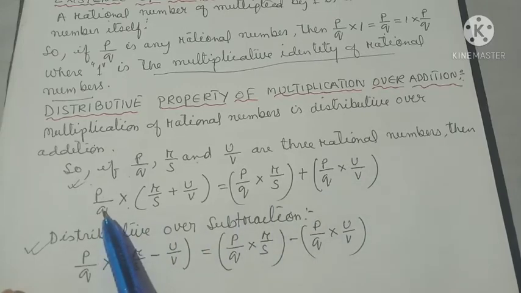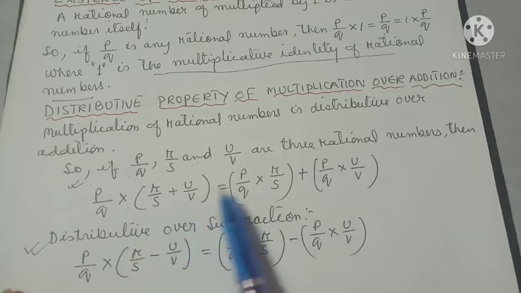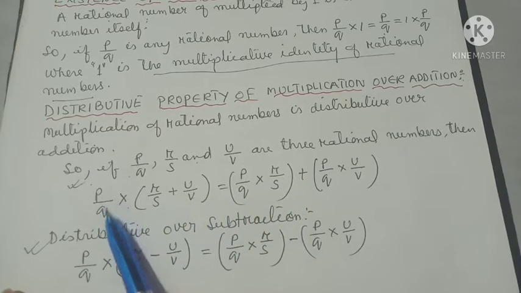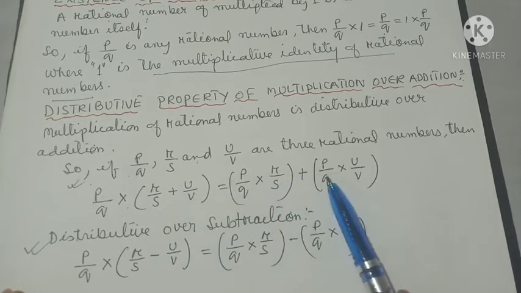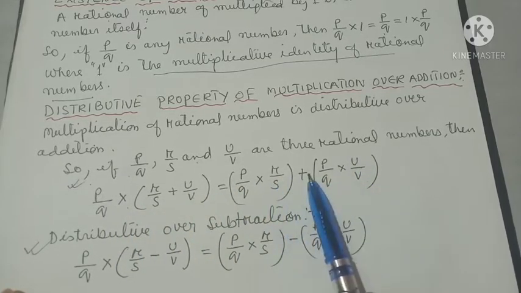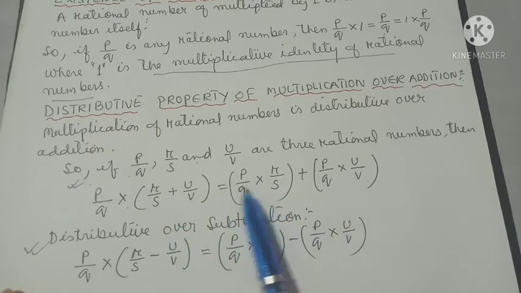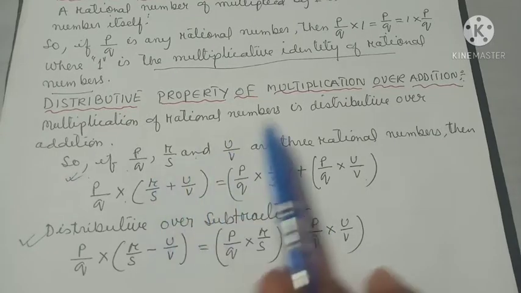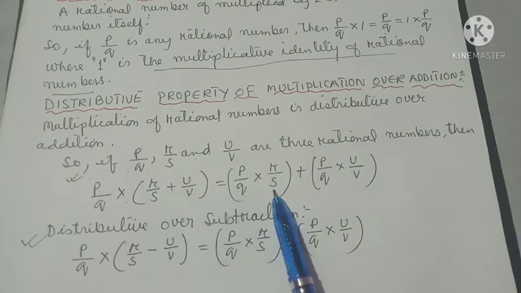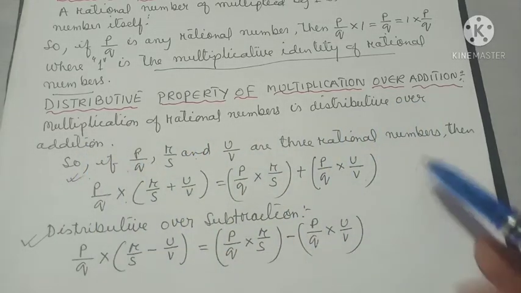It means that p by q is multiplied with the first number, p by q into r by s, and again with the second number, p by q into u by v. The answer of the left hand side and the right hand side will always be the same. Understand that this is the distributive property of multiplication over addition.